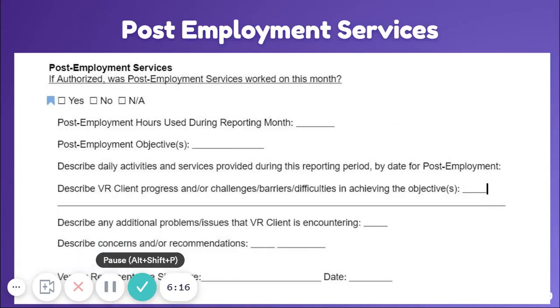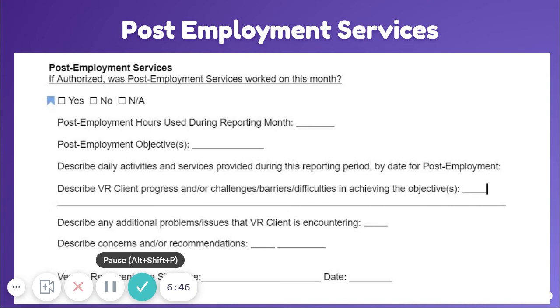Next up is post-employment services. If the client is authorized for JDR, check the NA box. The post-employment section will only be filled out if the client is authorized for post-employment services specifically. No matter what, the client and case information as well as the calendar will need to be completed. Post-employment services are provided to clients who have previously closed successful but require additional assistance or coaching on the job. If this is the case, check yes.